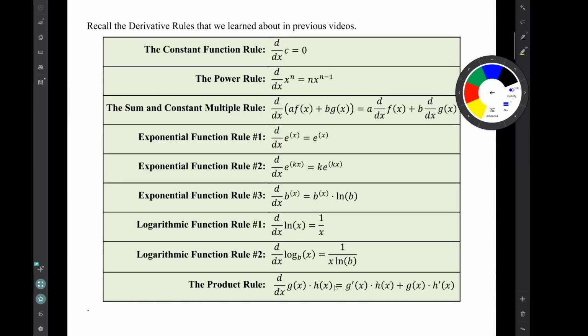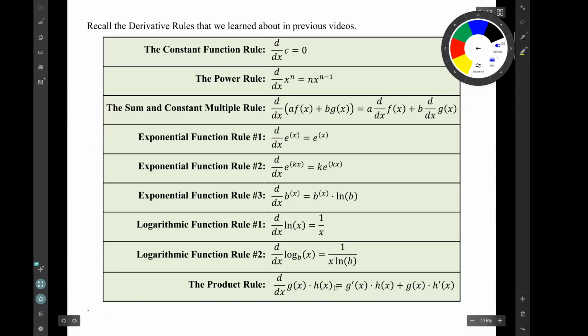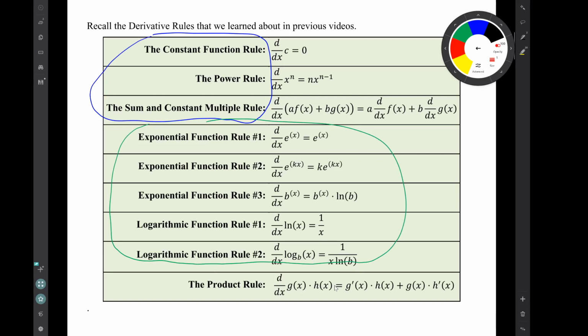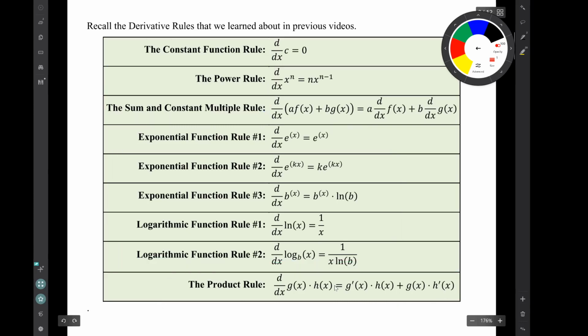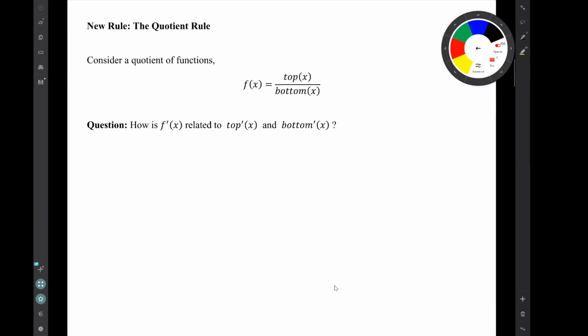Now recall, before going on, the derivative rules that we've learned about in previous videos. The early rules: the constant function rule, the power rule, the sum and constant multiple rule. The rules we learned at the beginning of chapter 3: the exponential function rules and the log function rules. And the rule that we learned earlier in this chapter, the product rule. Today we'll learn about the quotient rule.